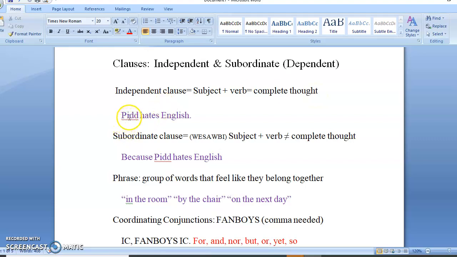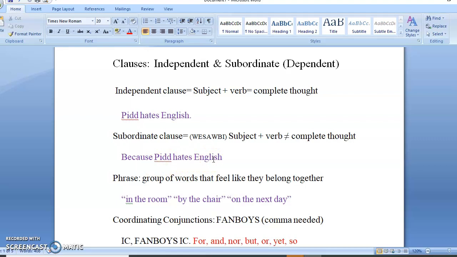And here's an example. Pid hates English. So we have a subject, verb, and as we've already discussed, it equals a complete thought. Subordinate clauses, on the other hand, they do have a subject and a verb. However, it does not equal a complete thought because it starts with a subordinate conjunction. And this is a word that, when used with an independent clause, it no longer can stand alone as a complete thought, as in the example we have here. Because Pid hates English. It can't stand alone as a complete thought.